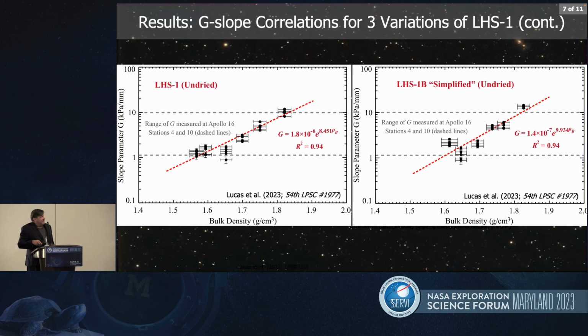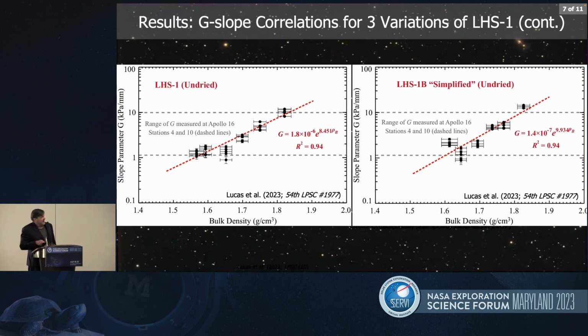And here on the left, I've got LHS1 undried or ambient simulant, which in our lab, we measured about 800 ppm water content. And on the right, we've got a correlation for LHS1B bulk simplified simulant, which is a simplified lower cost simulant for larger scale engineering tests. And it's essentially LHS1 high fidelity minus the trace minerals. And you can see again, we've got correlations.